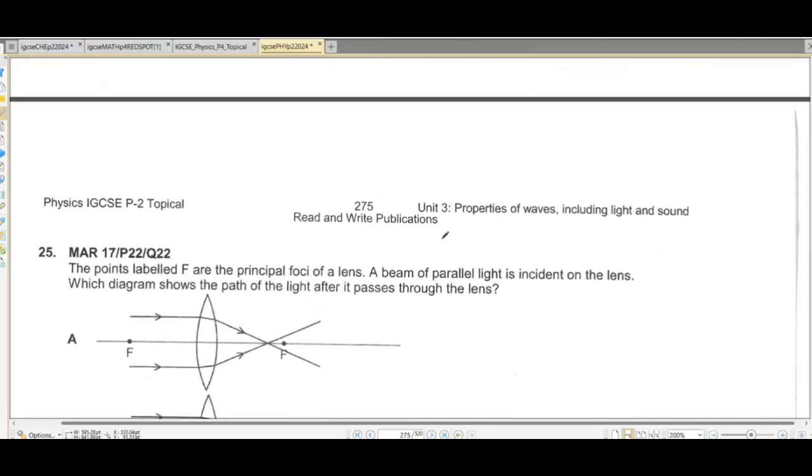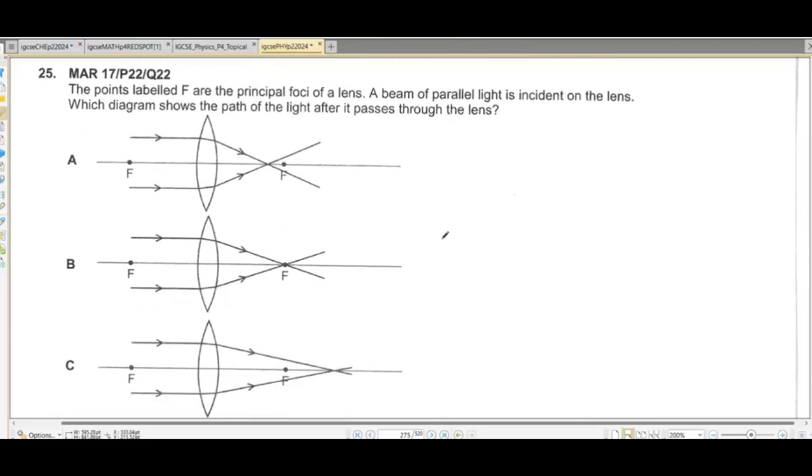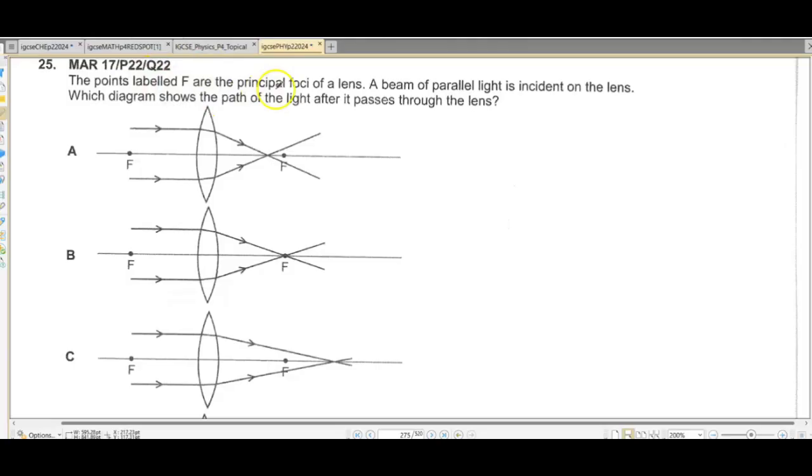So moving on to question number 25. The points labeled F are the principal foci of the lens. A beam of parallel light is incident on the lens. Which diagram shows the path of the light after it passes through the lens? Okay.